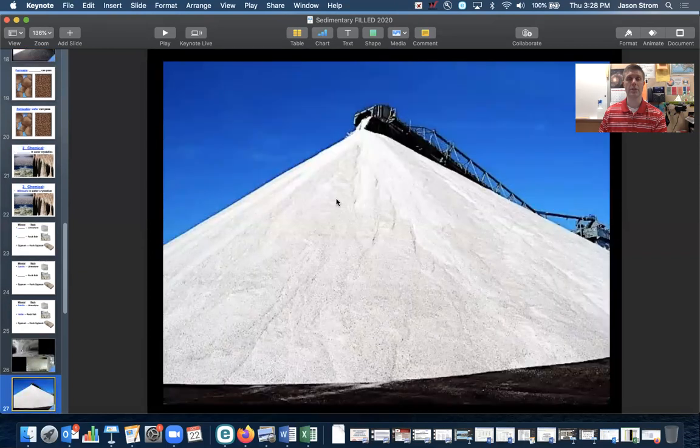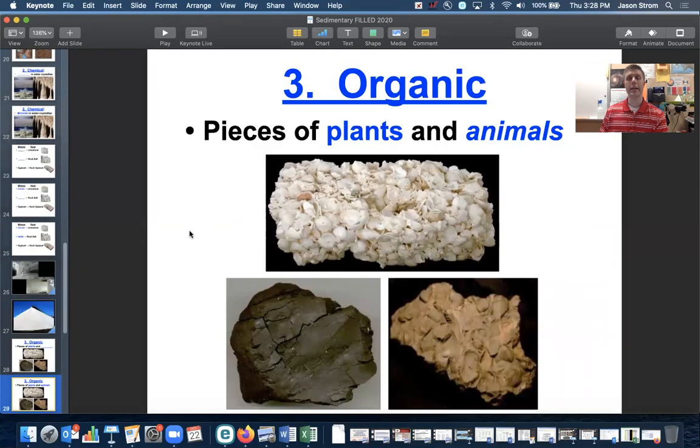And what's this part of the surface? Organic, or sometimes called biochemical, sedimentary rocks. Because it's organic, it has pieces of plants or animals or something like that. So it's like coal, and then here we have shells, like little snail shells, seashells that are cemented together with minerals.